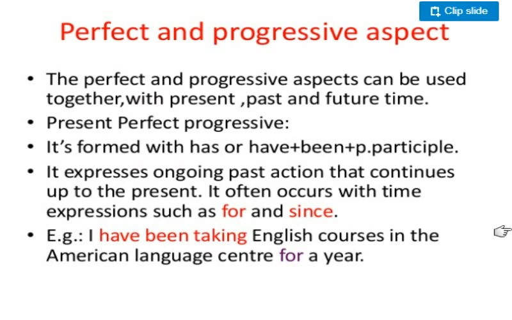Perfect and progressive aspect. The perfect and progressive aspects can be used together with present, past, and future time. Present perfect progressive. It's formed with "has" or "have been" plus the present participle. It expresses an ongoing past action that continues up to the present. It often occurs with time expressions such as "for" and "since". I have been taking English courses at the American Language Center for a year.